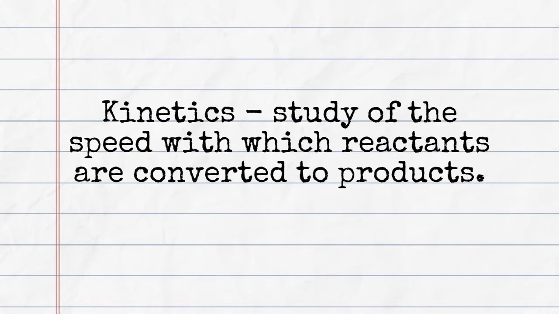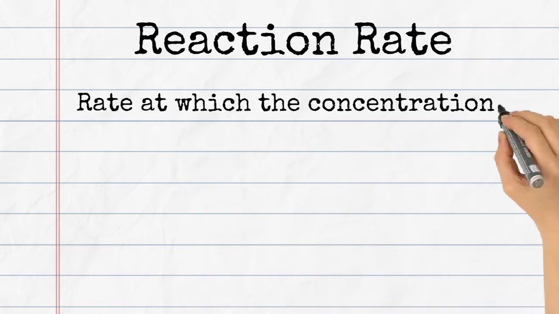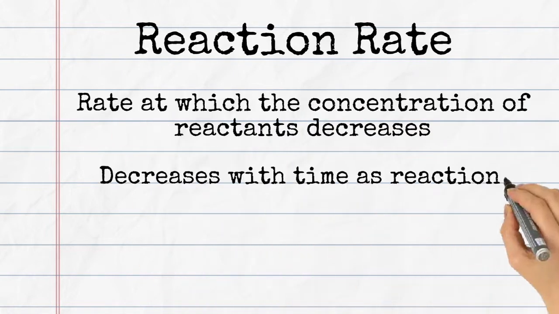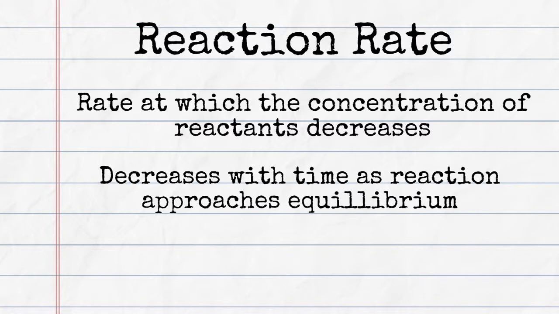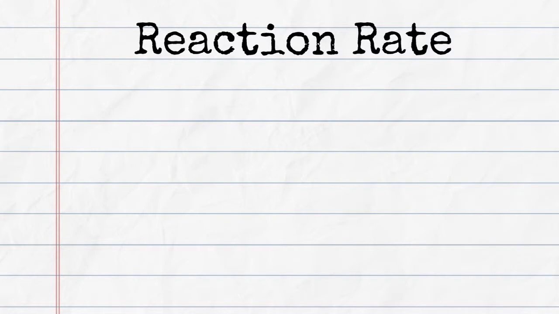Kinetics is the study of the speed with which reactants are converted to products. The speed at which the reaction occurs is more specifically known as the reaction rate. The reaction rate of a reaction is the rate at which the concentration of reactants decreases. And as time passes on, reaction rate also decreases because the forward reaction and the reverse reaction approach the same rate as the reaction goes to equilibrium. It is possible to find the instantaneous rate of the reaction by deriving the time versus concentration curve.